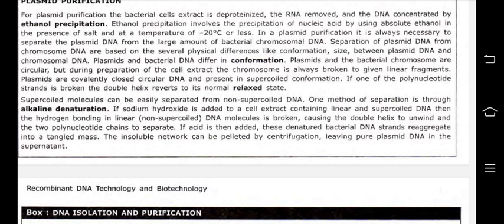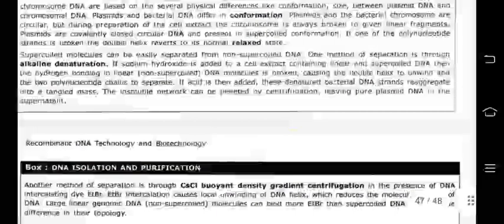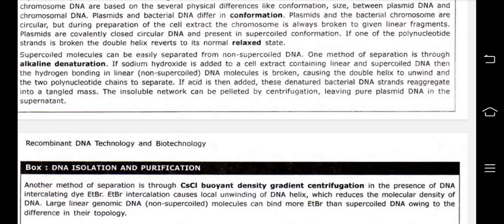Plasmids are covalently closed circular DNA and present in a supercoiled conformation. If one of the polynucleotide strands is broken, the double helix reverts to its normal relaxed state. Then supercoiled molecules can be easily separated from non-supercoiled DNA. One method of separation is through alkaline denaturation.